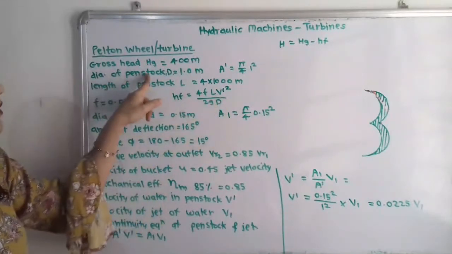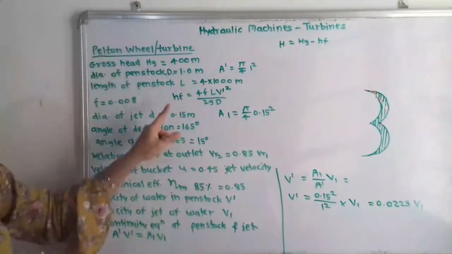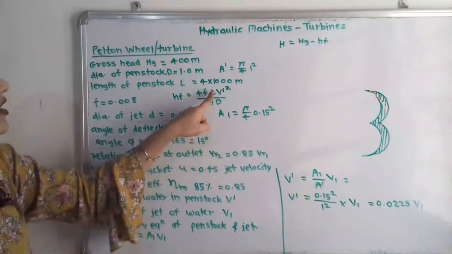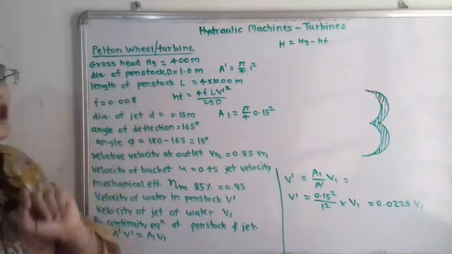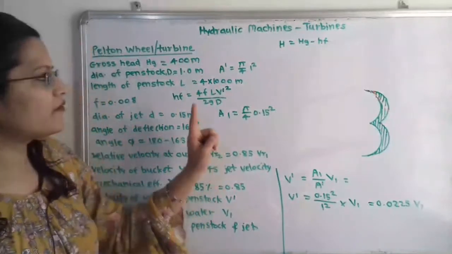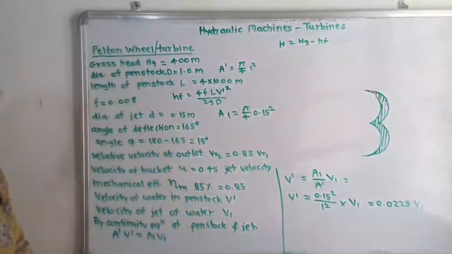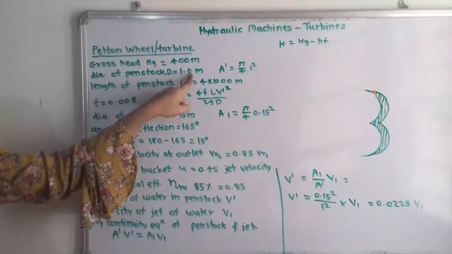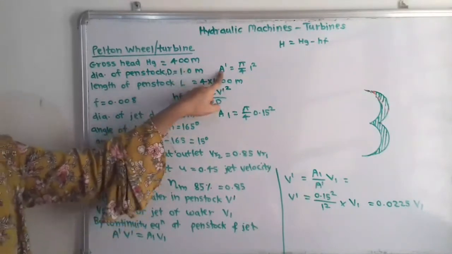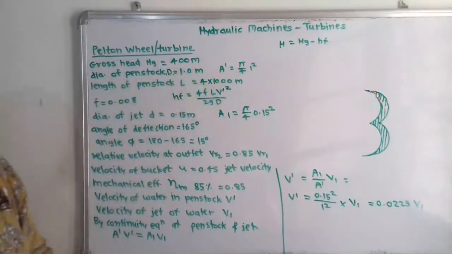D is the diameter of the penstock, that is D is equal to 1 meter, which is also given. So we have to consider the length, velocity and diameter of the penstock to calculate the head loss due to friction. This is important, and from that we can calculate the net head H is equal to Hg minus Hf. Now the diameter of the penstock is given, so for the velocity in the penstock V dash, the area we consider as A dash, and A dash is equal to pi by 4 D square, that is the area of the penstock.